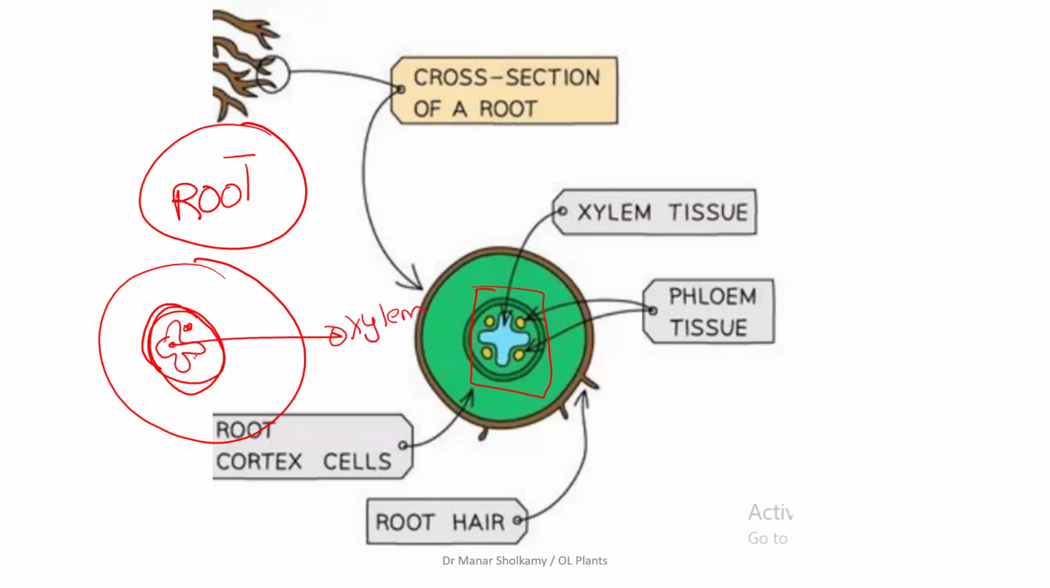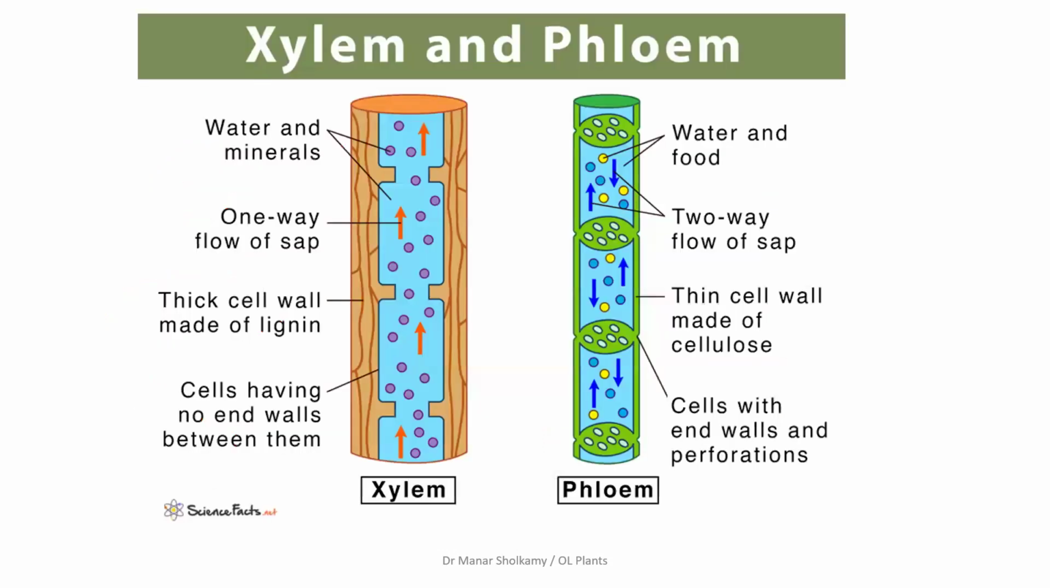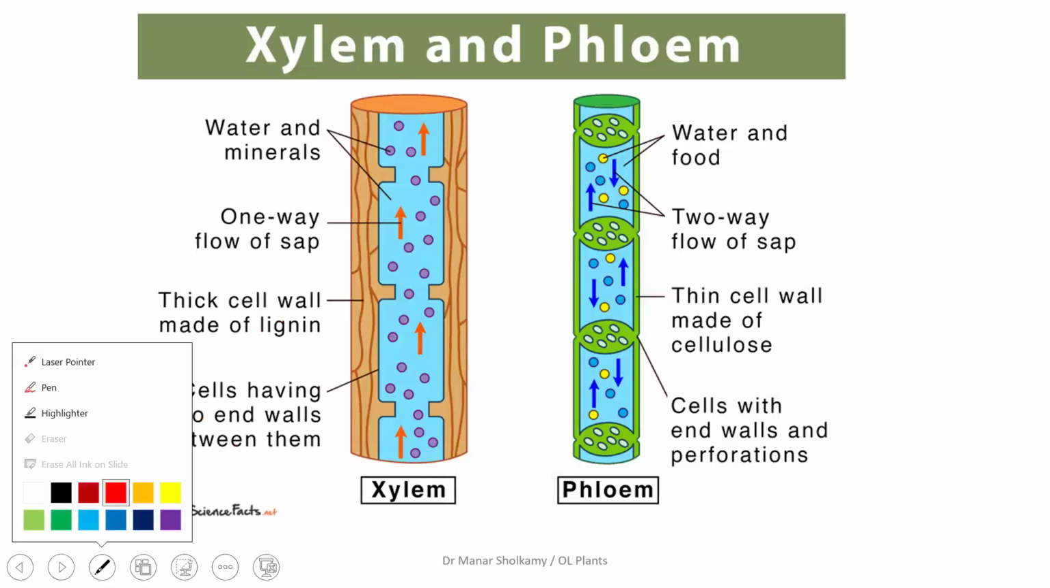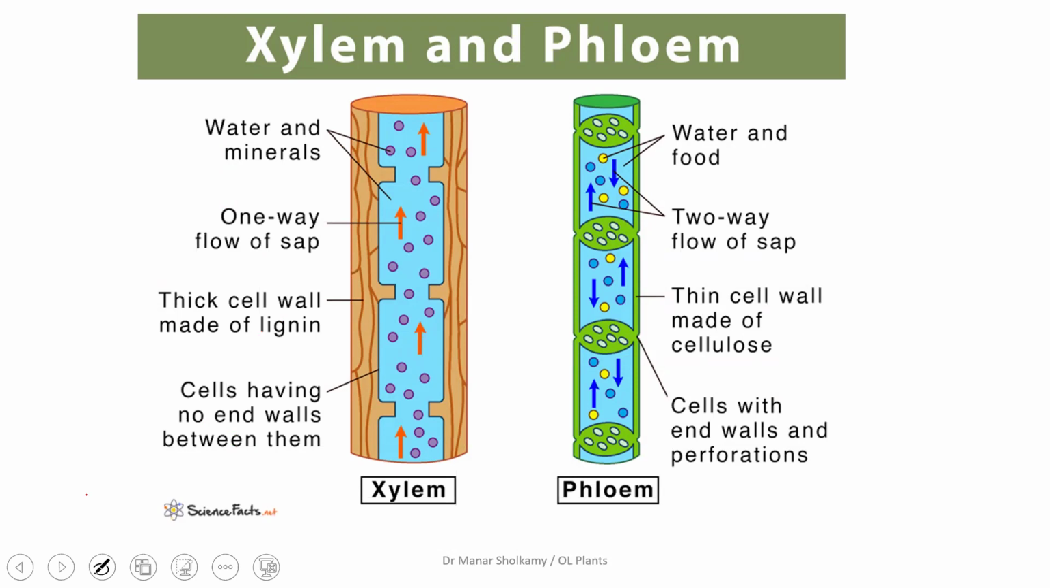And the phloem surrounds it. So this blue part is the xylem, and this yellow part is the phloem. Let's look at other pictures. This is a picture of the xylem and the phloem, the pictures that I was drawing, trying to explain to you the differences between the xylem and the phloem.